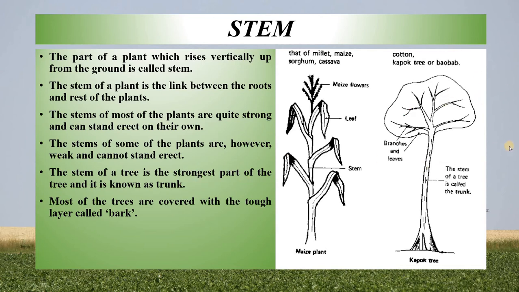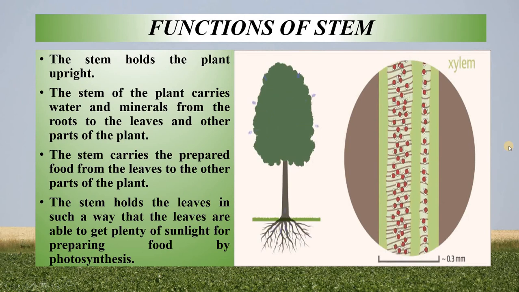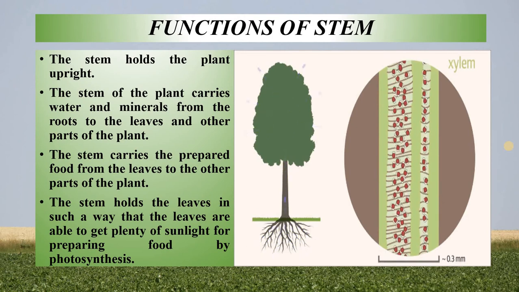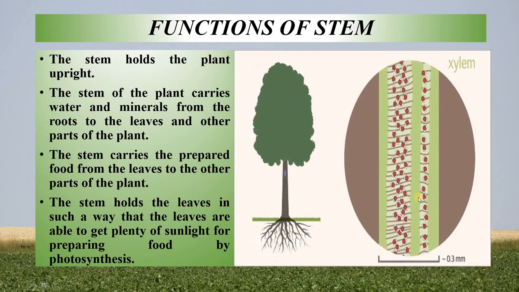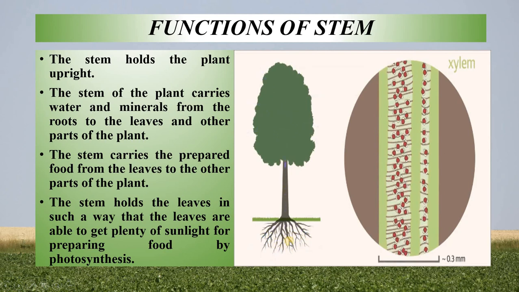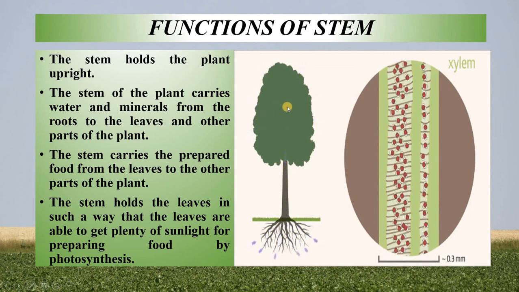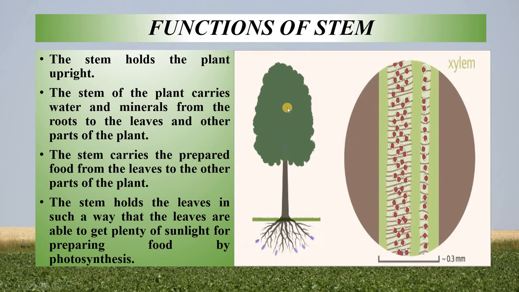Alright. So now we will study the functions of stem. What are the functions of stem? Number one, the stem holds the plant upright. Number two, the stem of a plant carries water and minerals from the root to the leaves and other parts of a plant. Here you see, root is absorbing the water. Now this water is carried by the stem to the other parts of the plant, which include basically the leaf. Leaf is the food factory of a plant where the food is synthesized.